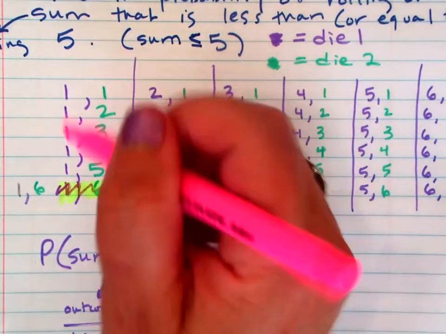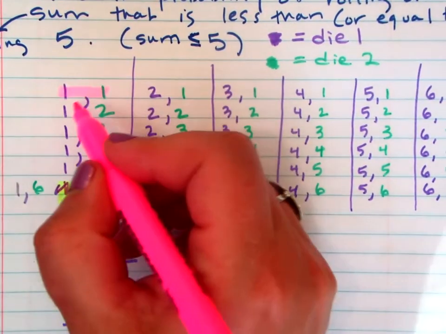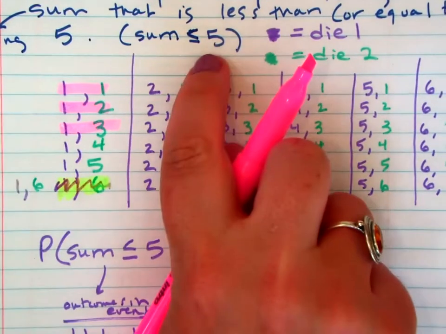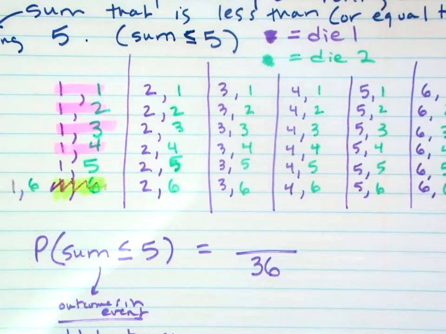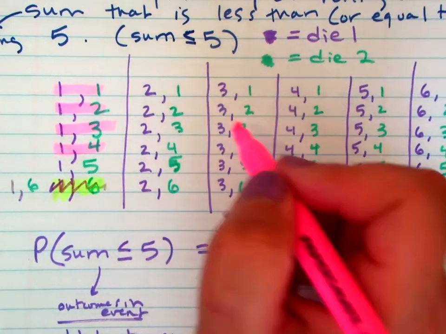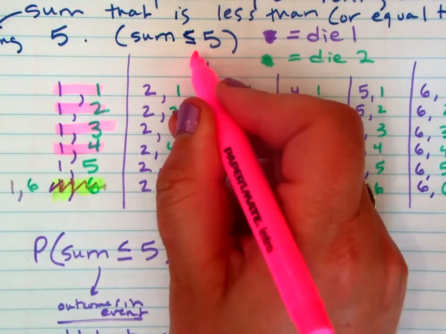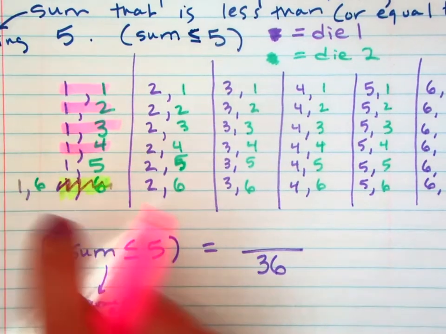So less than or equal to 5. 1 and 1 would do because 1 plus 1 is 2. 1 and 2 would work because 3. And then 1 and 3 would work because it's 4. Now it says less than or equal to 5, so 5 does count. So those 4 in pink get counted. 2 plus 1 also counts because it's 3. And 1 plus 5 does not count here because that's 6, so that's higher than 5. And that is not an option. 1 and 6, as I said before, is not an option either.